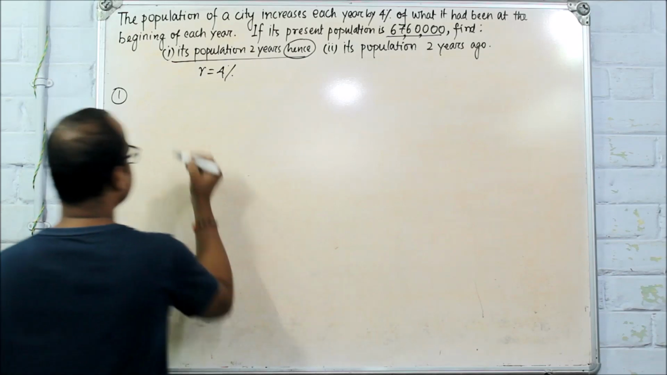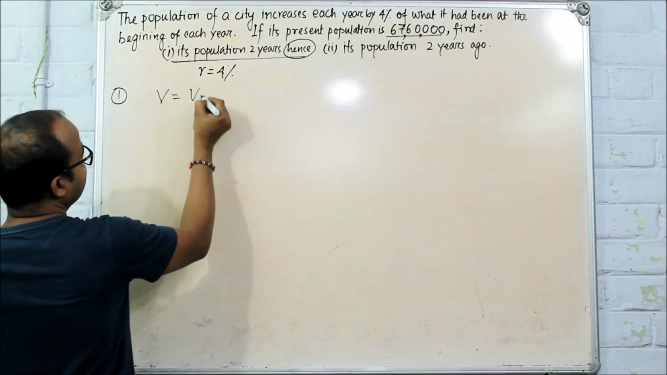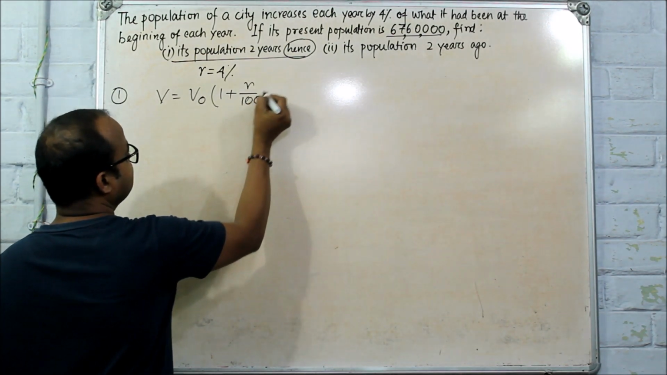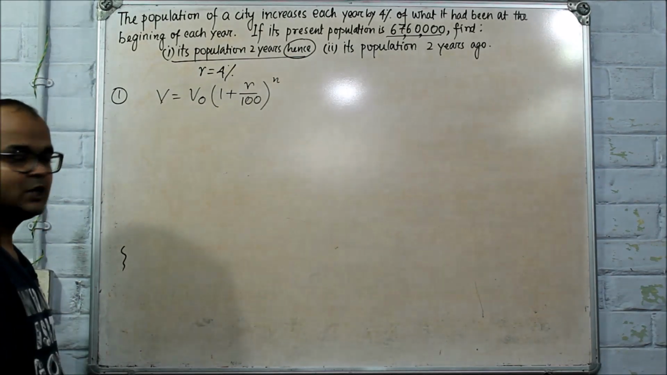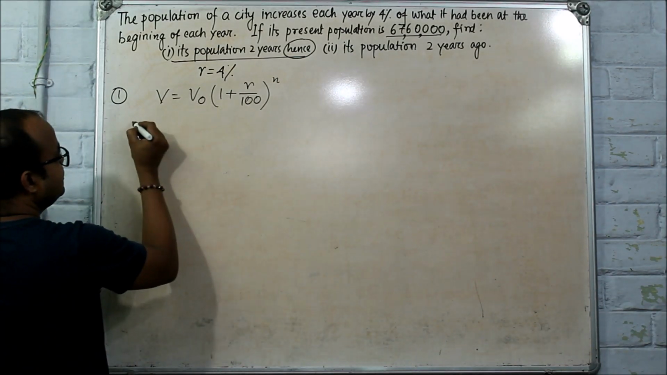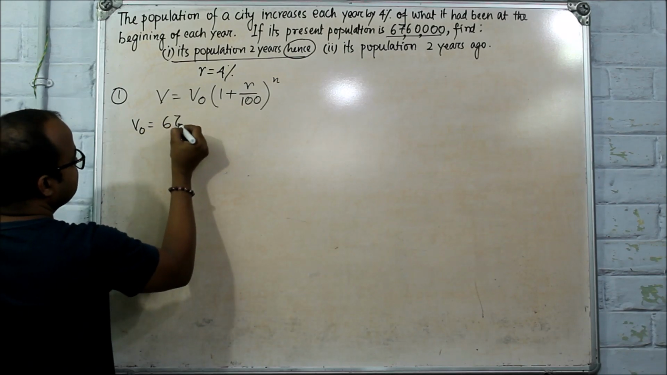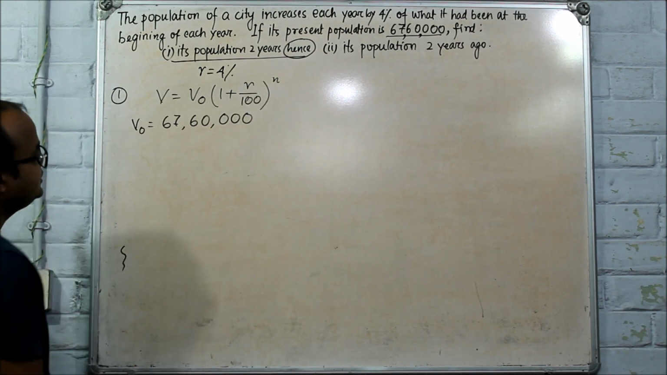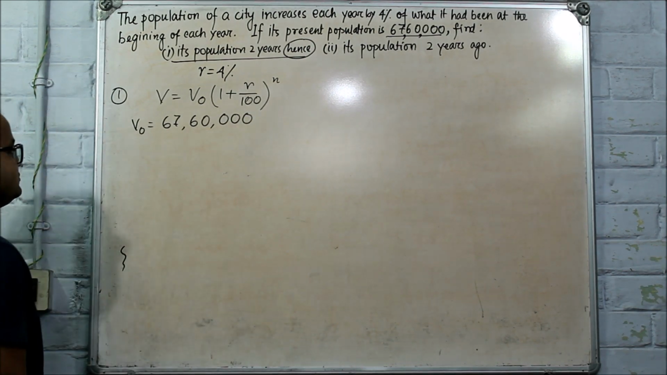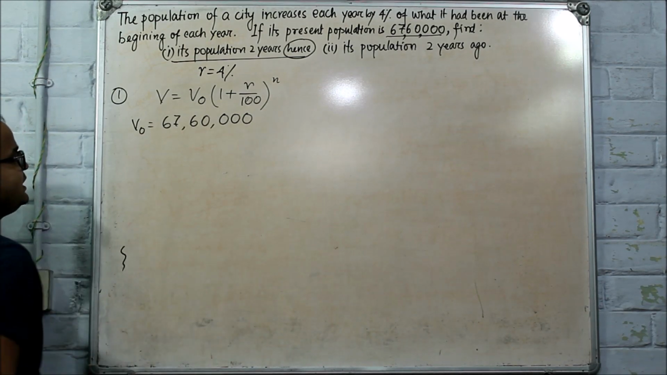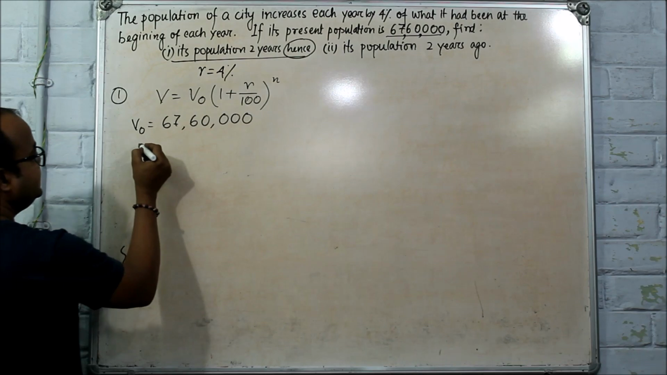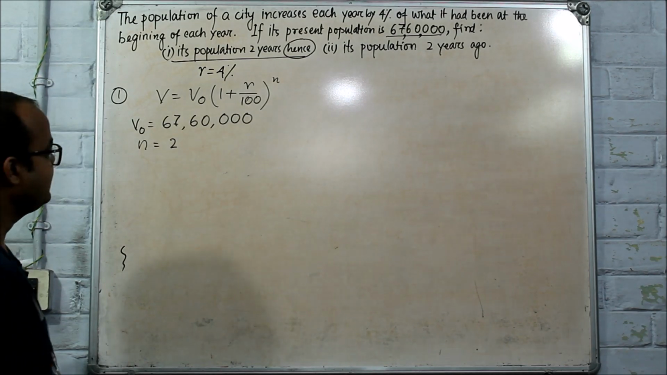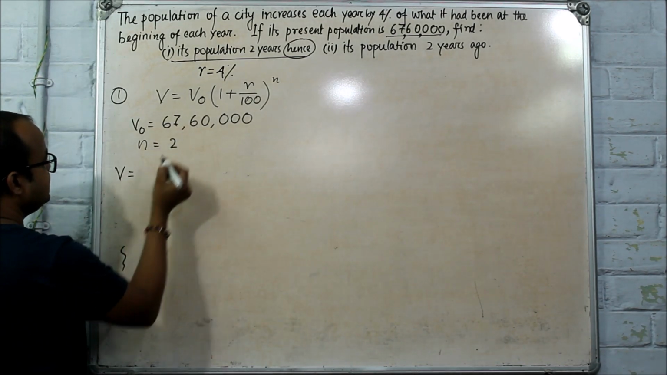So we are going to apply the formula V is equal to V0 (1 plus R by 100) to the power n, where V0 is equal to 67,60,000 and n is equal to 2 years. N is equal to 2. So apply in the formula, substitute the value in the given formula.